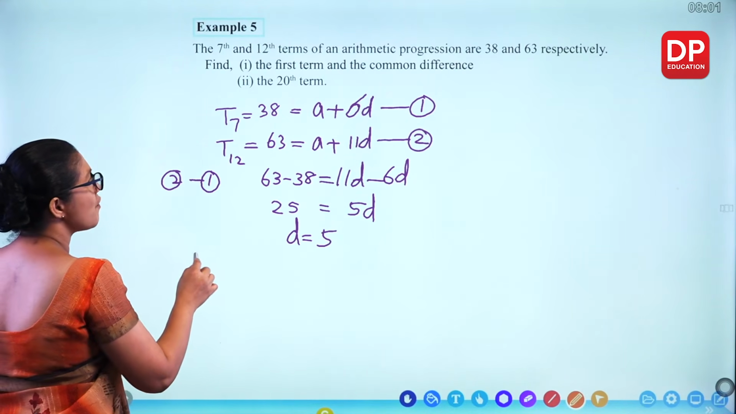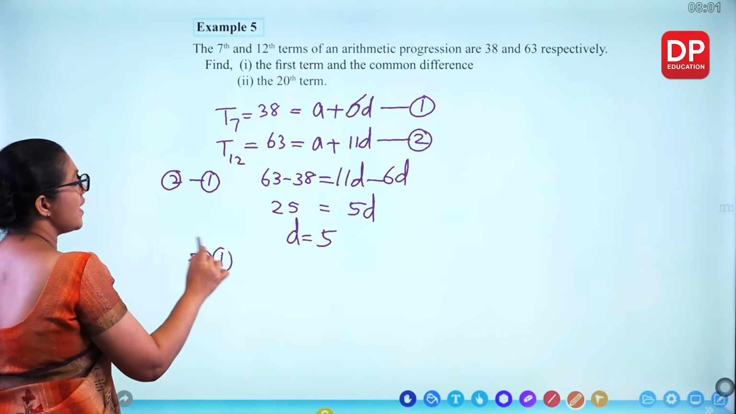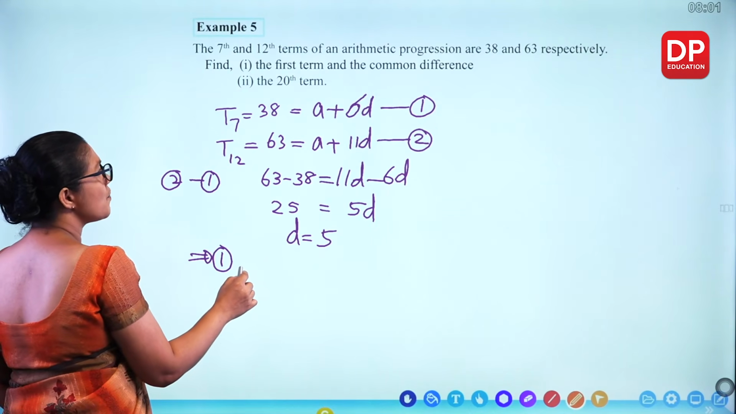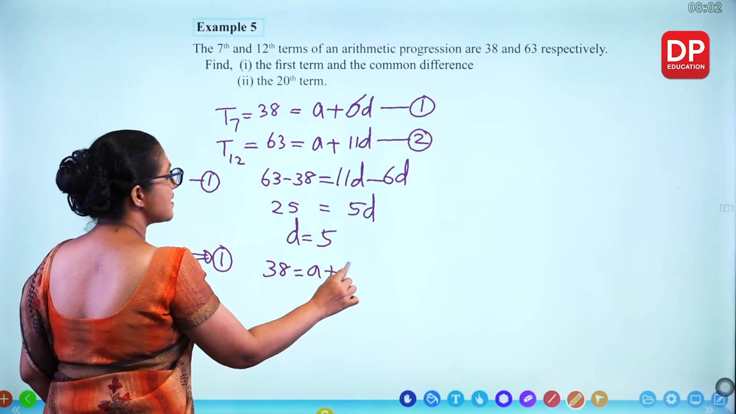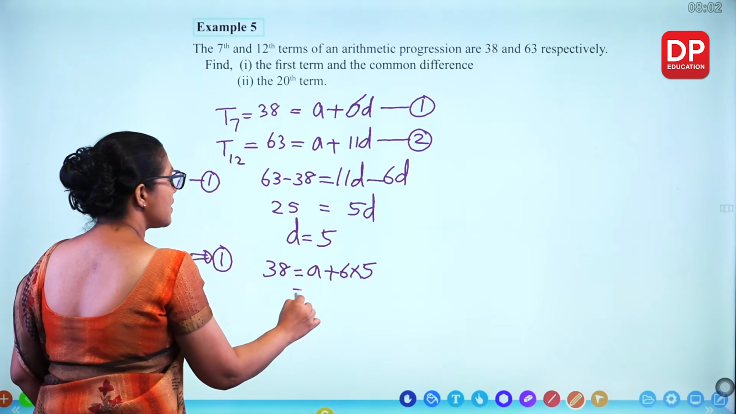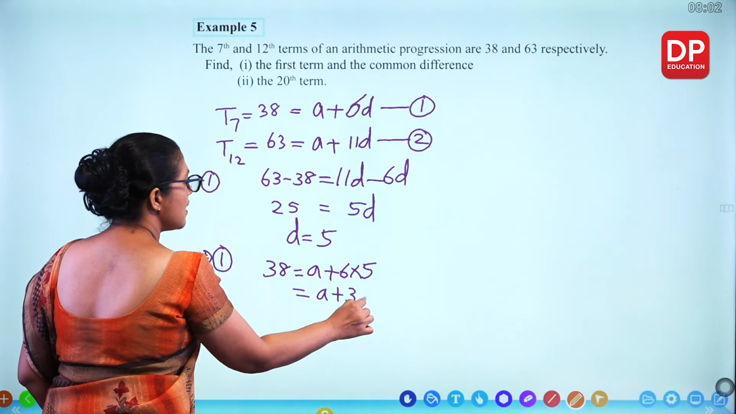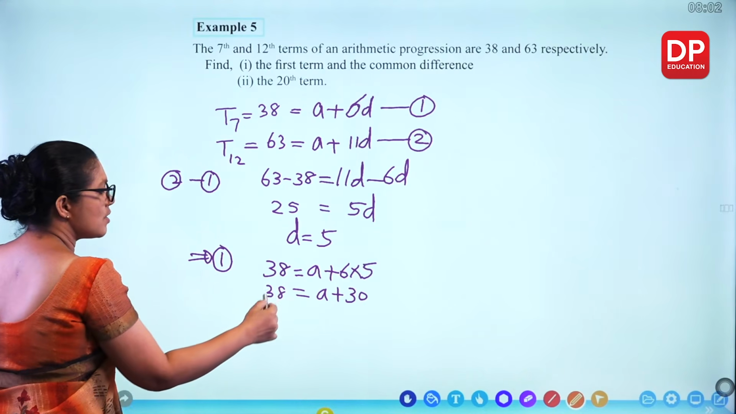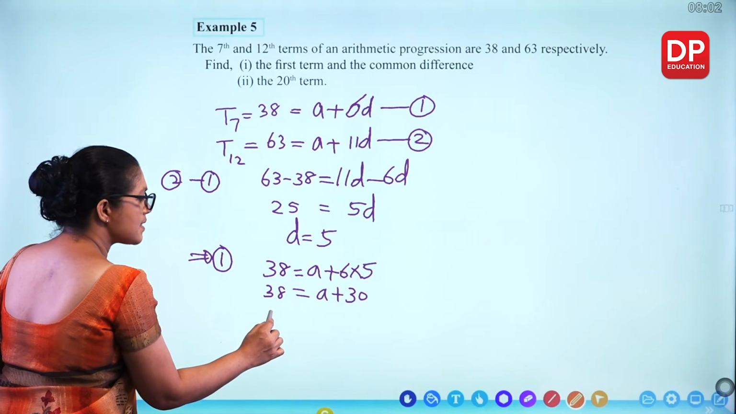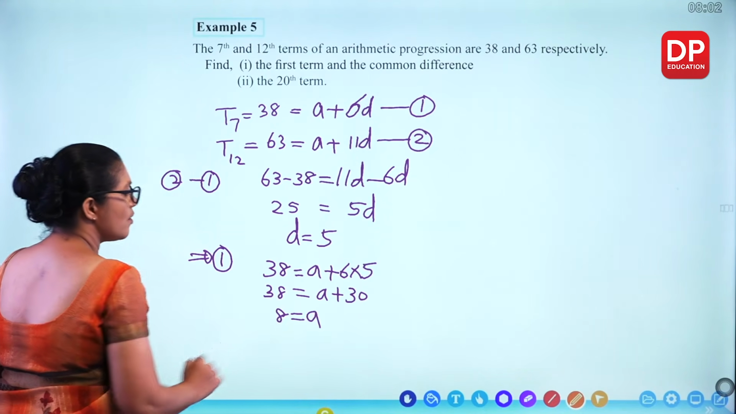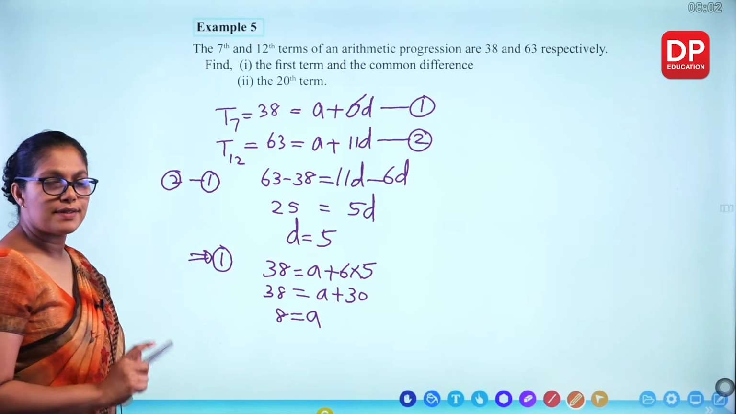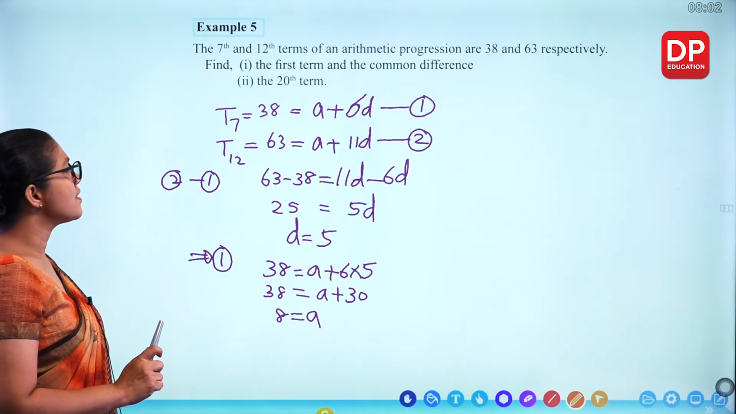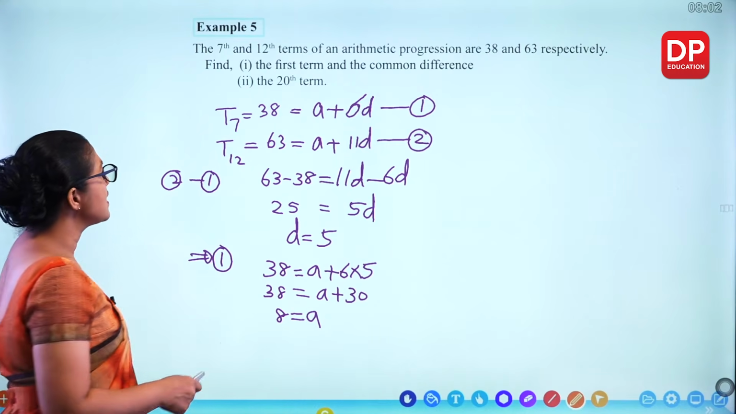Now plug it into one of the equations and find A. I'll take the first one. 38 equals A plus 6 times 5, which is 30. Take 30 to the other side: 38 minus 30 is 8. So the first term is 8. Now we found the first term is 8 and the common difference is 5. So what's the 20th term?